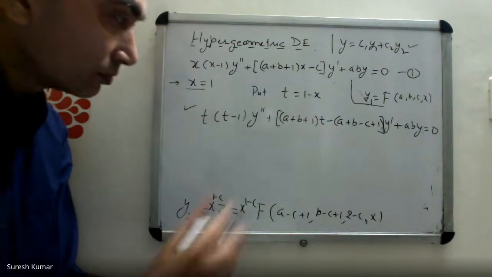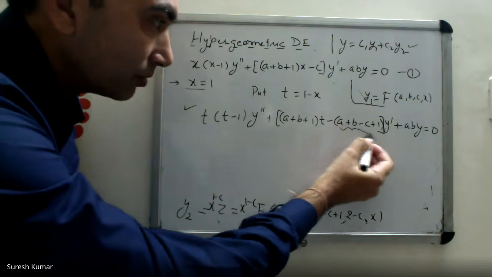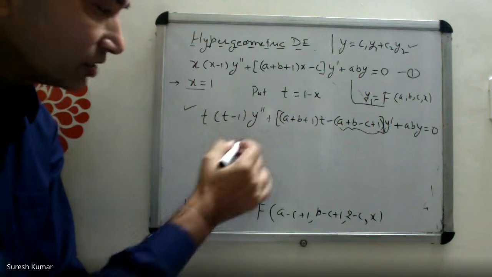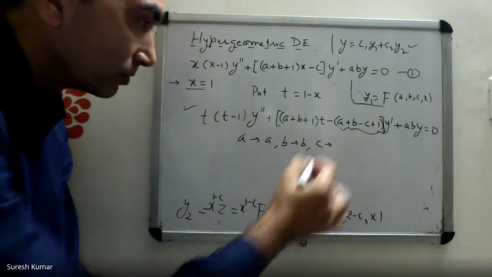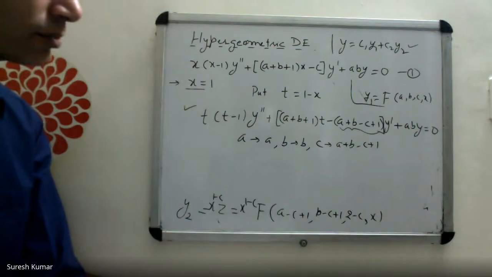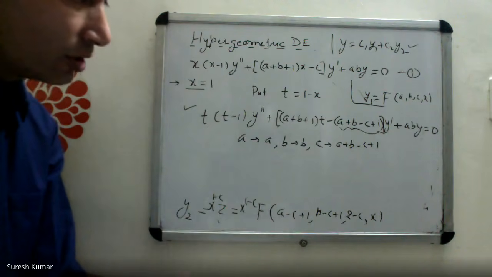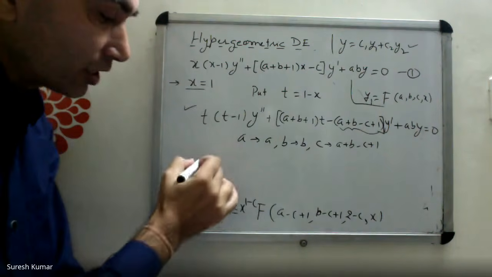Yes, sir. What are a, b, c here? a and b are the same, you can compare, but c is replaced by a plus b minus c plus 1. Means here a is a, b is b, but c is a plus b minus c plus 1. Good. You know that it is a hypergeometric equation. These are the constants, so you can write the general solution using the formula again.